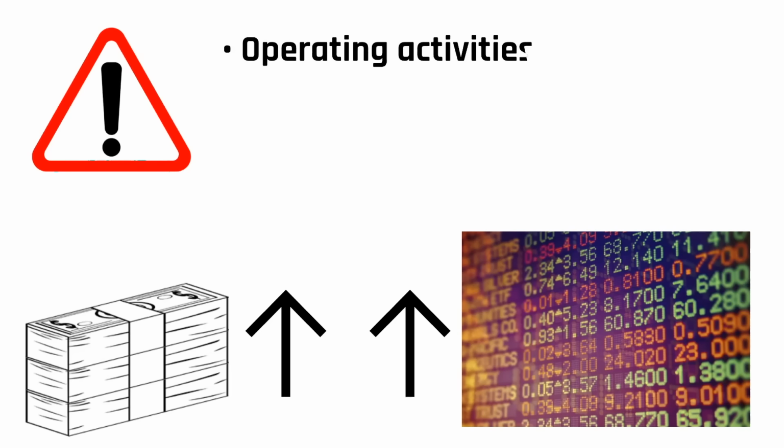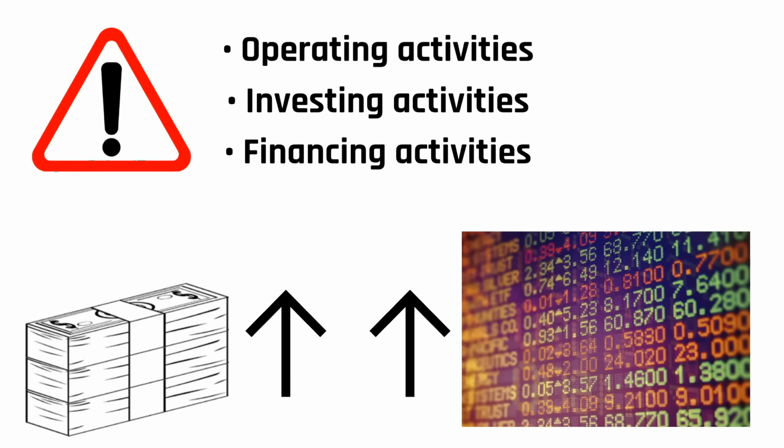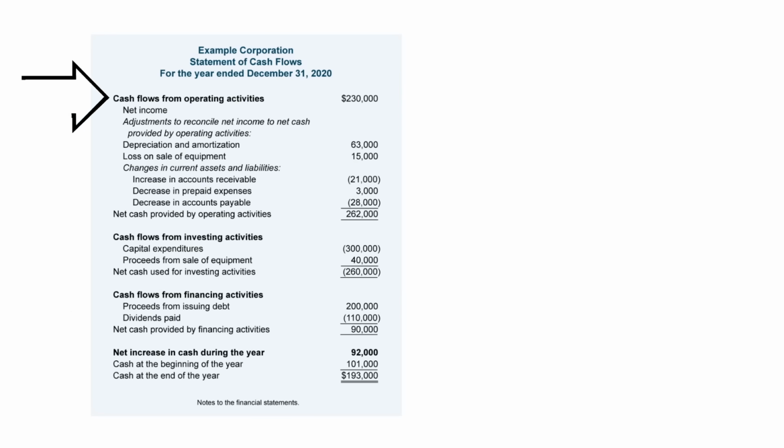Before we go into the specific items on the cash flow statement, it is important to understand how it is laid out. The cash flow statement is broken up into three distinct sections: operating activities, investing activities, and financing activities. The operating activity section includes any sources and uses of cash from business activities. Put simply, it reflects how much cash is generated from a company's products or services.